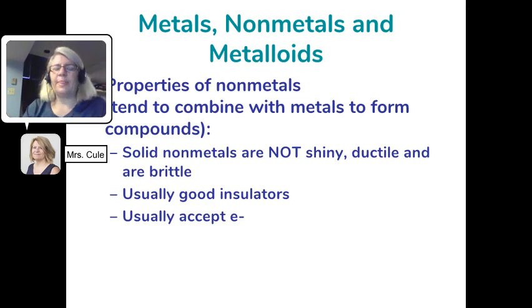Nonmetals are typically on the right side of the periodic table. They like to combine with metals. They like to accept electrons, so when the metals are donating electrons, those nonmetals like to accept them. That's why they are such good buddies, they react well with each other. They're not shiny, ductile, or brittle. They're usually good insulators.